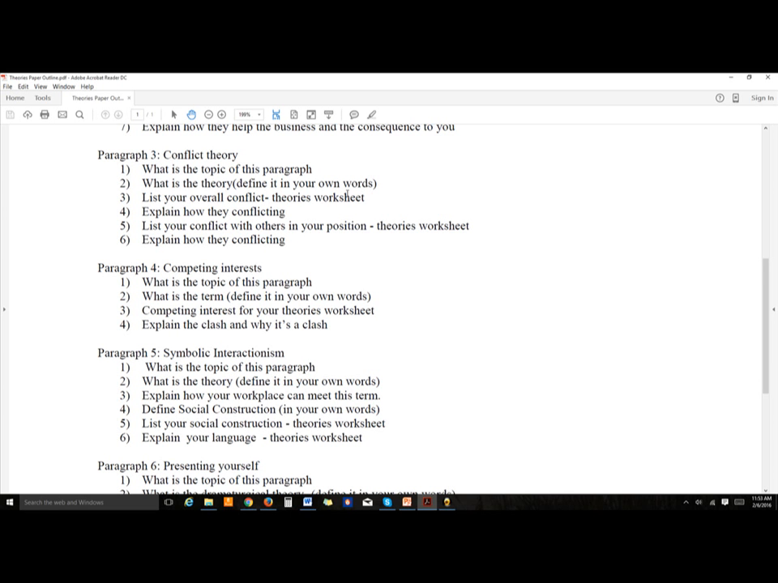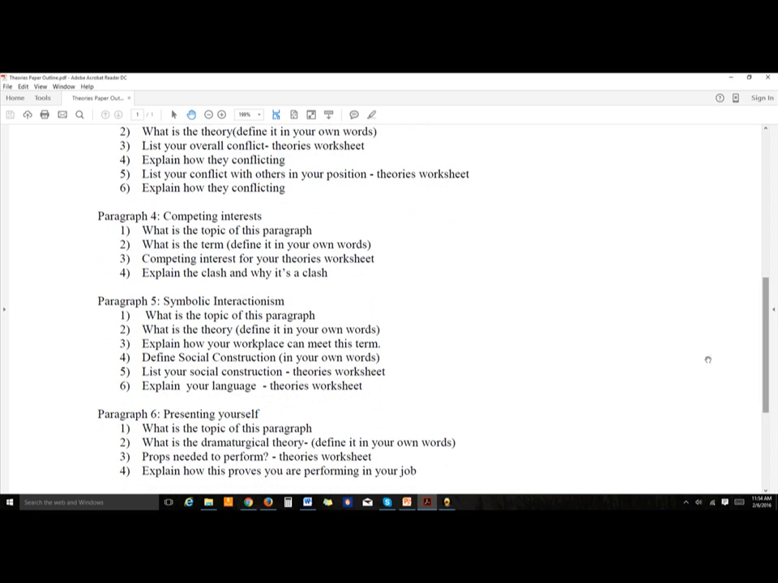What is the similarity or a conflict between someone who's in the same position as you, no matter where it is? So if you're a babysitter, what is the difference between you and another babysitter who's older or works at a daycare, whatever, and explain it. Then you'll do the same thing for the rest.